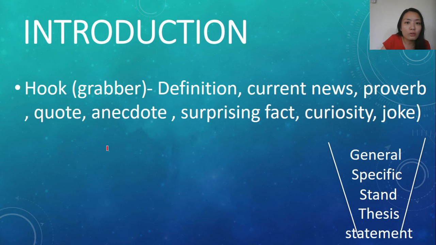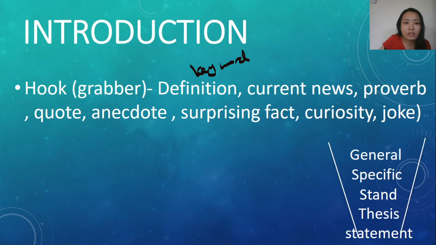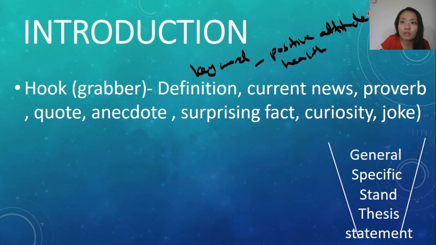Okay, so how do you do the introduction? First, you start off with a hook. This one I've taught you before already. You can start with a definition of some kind of the keyword. So again, coming back to the question, the question talks about positive attitudes, health, influence and brought up. So take the keyword from the question and talk about positive attitudes and talk about health. Give a definition of what positive attitudes are, and what health is.